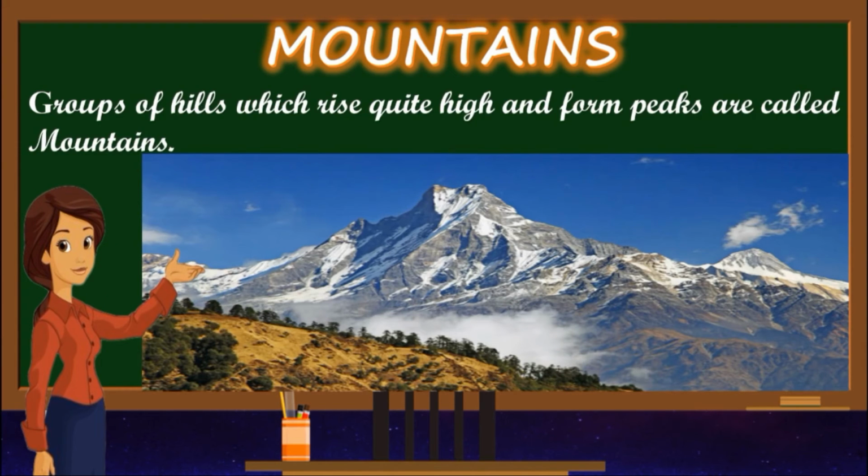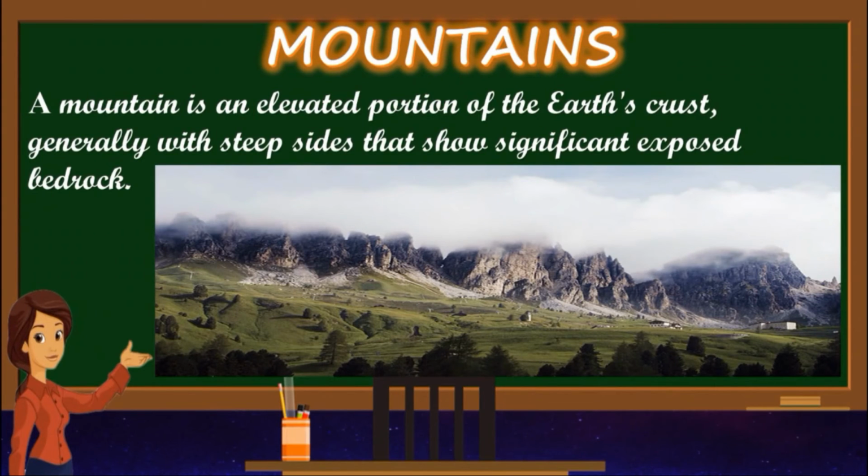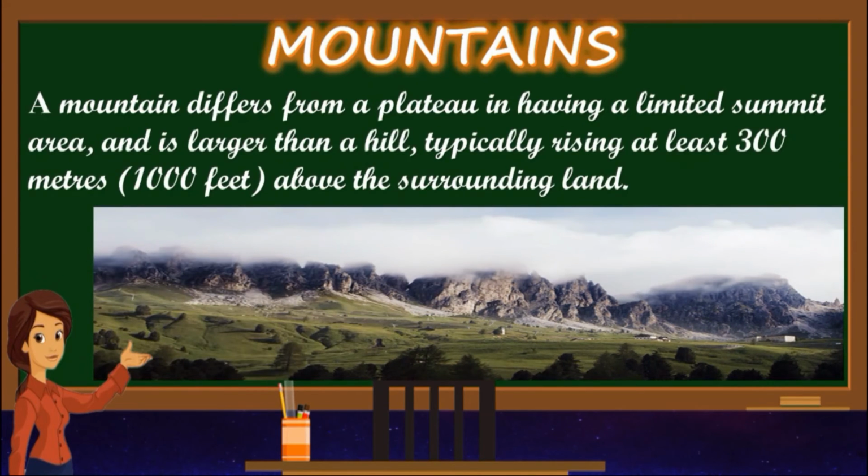A group of hills which rise quite high and form peaks are called mountains. A mountain is an elevated portion of Earth's crust, generally with steep sides that show significant exposed bedrock. A mountain differs from a plateau in having a limited summit area, and is larger than a hill, typically rising at least 300 meters, that is 1000 feet, above the surrounding land.